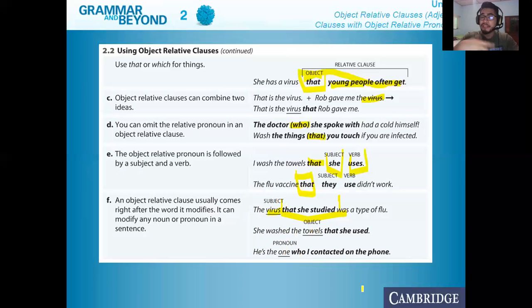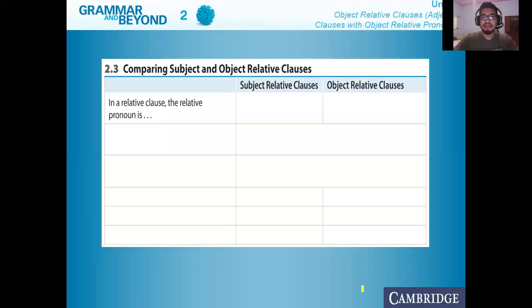Then we have the pronoun. She's the one what? Who I contacted on the phone. Okay, you see, a pronoun. And what's a pronoun? It's another subject, just taking the place of another word that you know. So you see, we are going to see the difference between the subject relative clauses and the object relative clauses.